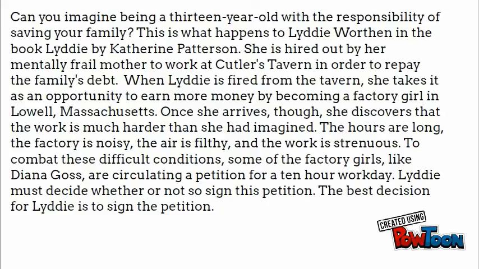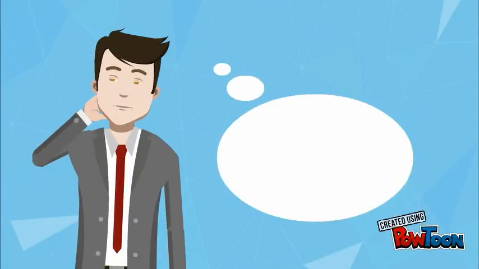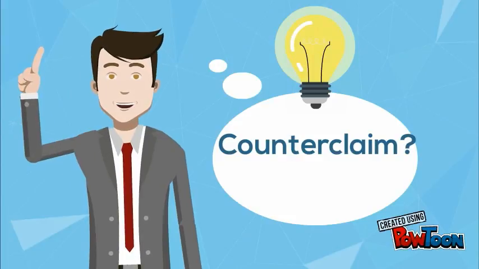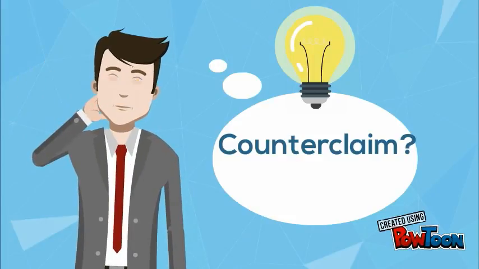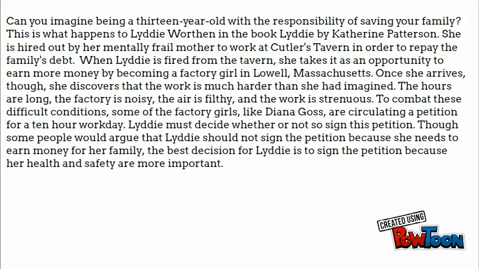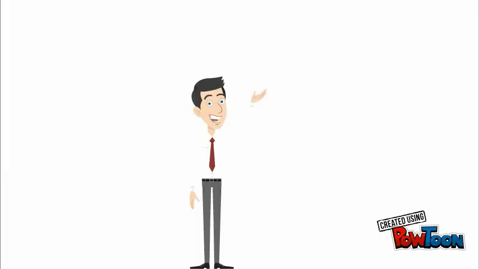That's a simple thesis, but if you remember from the counterclaim video, we're also trying to put a counterclaim in at least one spot in our essay. So if you want to put your counterclaim in the introduction, it might look something like this. Instead of just saying the best decision is to sign the petition, I could say, though some people would argue that Lyddie should not sign the petition because she needs to earn money for her family, the best decision for Lyddie is to sign the petition because her health and safety are more important. So I've said the other side's best argument, and then I've said why it's wrong because Lyddie needs to sign the petition for her health and safety.